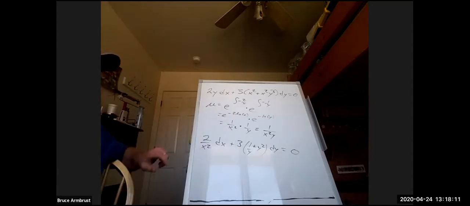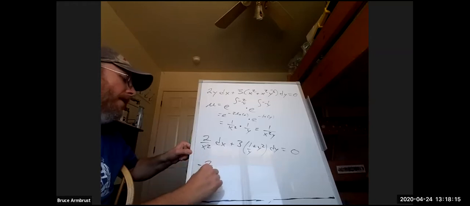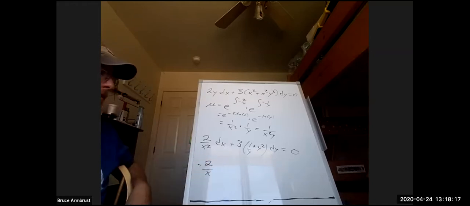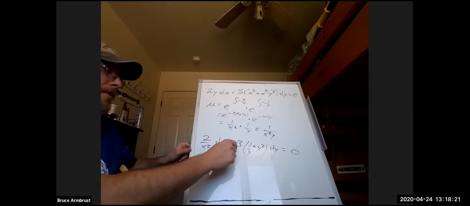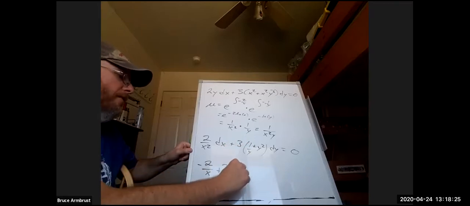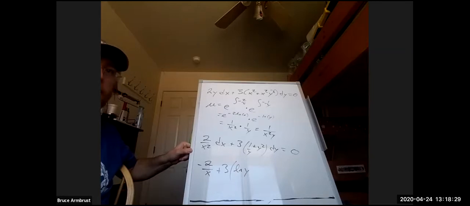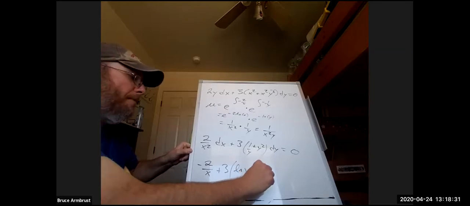All right, so let's get our solution. We're going to integrate these respective pieces with respect to x and y. The 2 over x squared is going to give us a minus 2 over x. The 3, of course, is a constant. The 1 over y is going to give us natural log of y. And then the y squared is going to give us y cubed over 3.